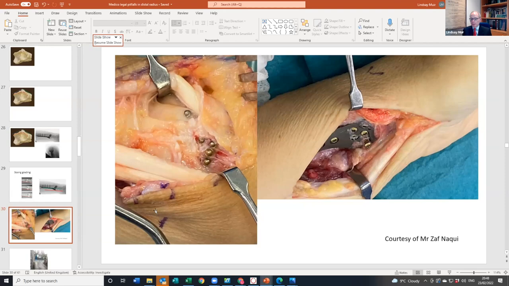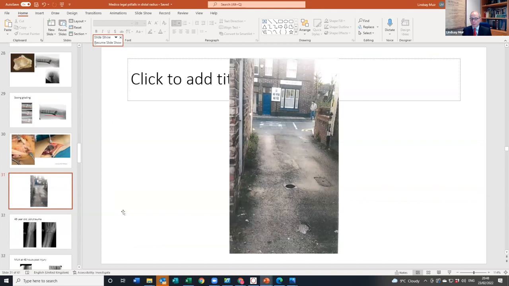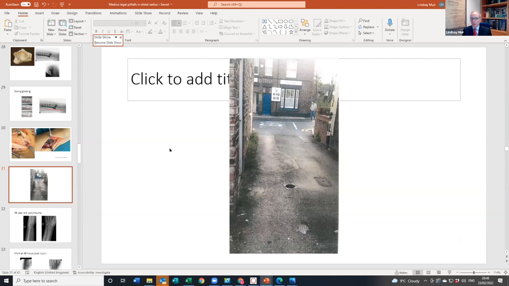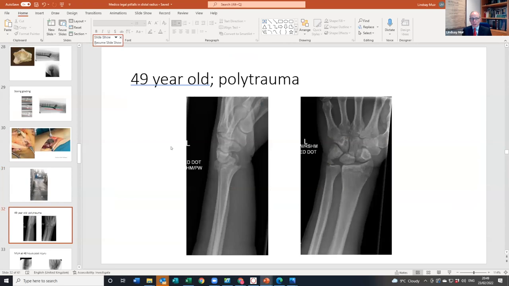So try and make sure that your screws are all neatly screwed down and don't have them too long. And this was a patient who tripped in this alleyway and didn't have very far to go, because just at the end of the alleyway was our friend's no win, no fee solicitor. So they will be straight over the road there. And remember that not every fracture needs to be plated.